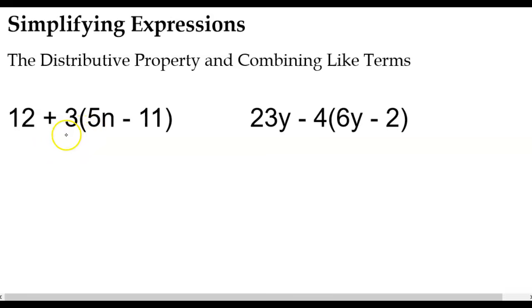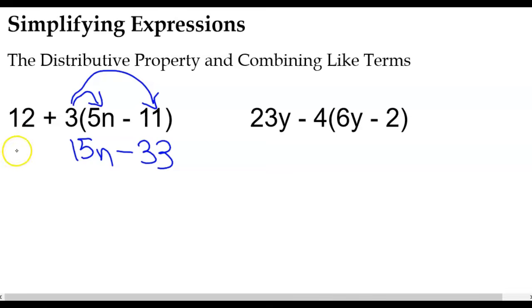So what I want to do first is multiply this 3 times the 5n and 3 times the negative 11. I do not want to add first, because if you think about it, what are you really doing? You're adding 12 plus 3 groups of 5n minus 11. So you have to figure out what those 3 groups are first. 3 times 5n is 15n. 3 times negative 11 is negative 33. The 3 groups of 5n minus 11 is 15n minus 33.